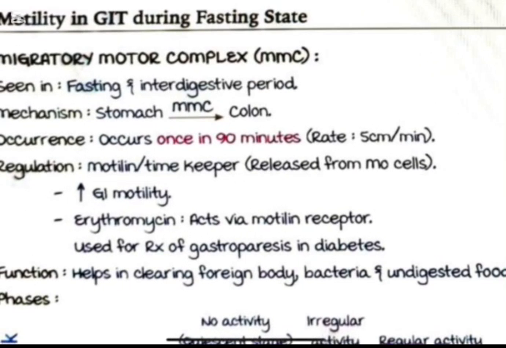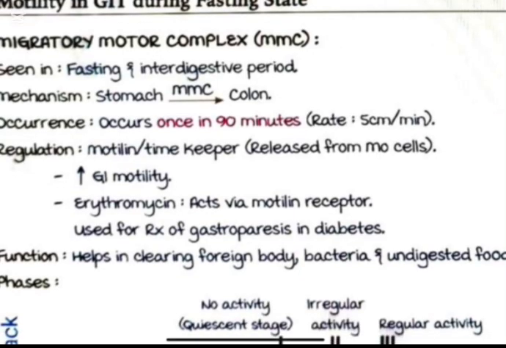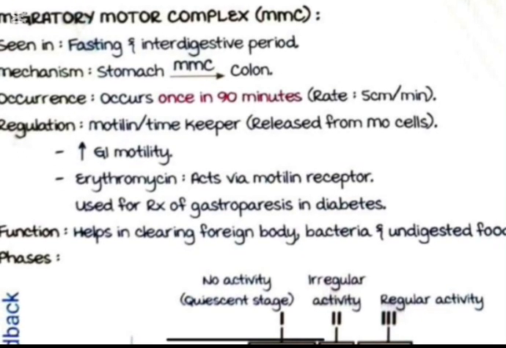Motility in the GIT during the fasting state is by the migratory motor complex. It is seen in the fasting and interdigestive period. Mechanism: from the stomach, the migratory motor complex transports to the colon. It occurs once in 90 minutes, at a rate of 5 centimeters per minute.